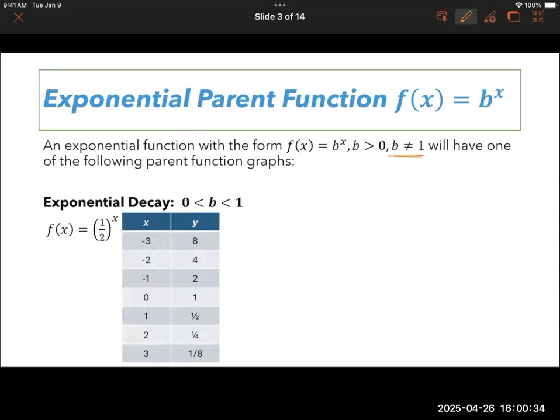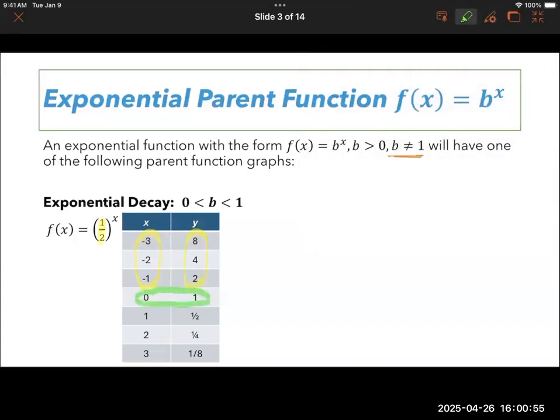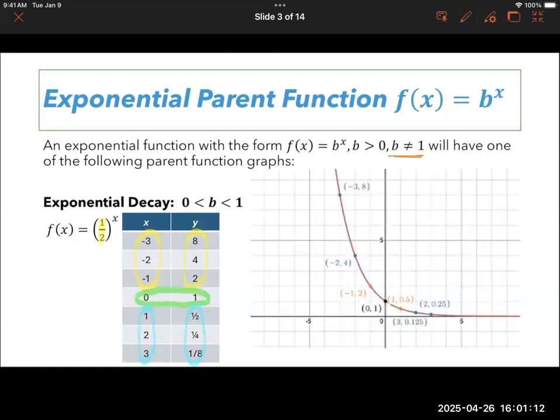Now, when we look at our negative values, we get the larger results from those because the negative is going to actually take the reciprocal of this 1/2 and raise it to the power. Again, we have our 0, 1. And then as we put in these larger positive numbers for x, we're getting the fraction results for y. And so what that means is we are looking at a decreasing graph in this case.